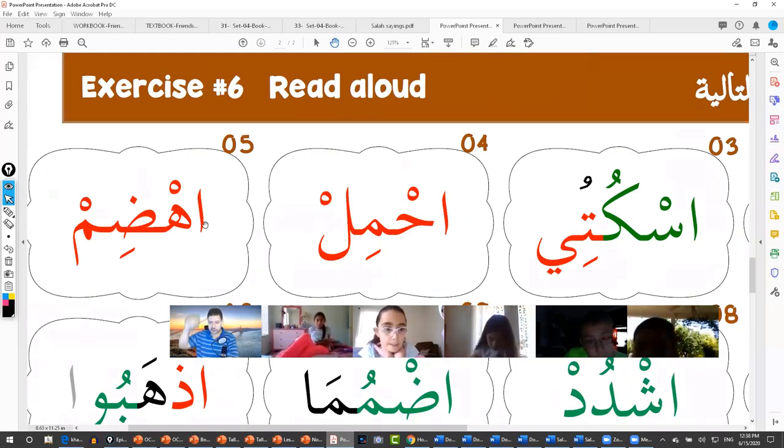And after you do the whole page, you're going to record it. You're going to start reading it. So you're going to say, "Unzuru, ihmil, ihdim, uskuti." I want to hear the first letter with a, e, or u. Okay, so this is the first thing.